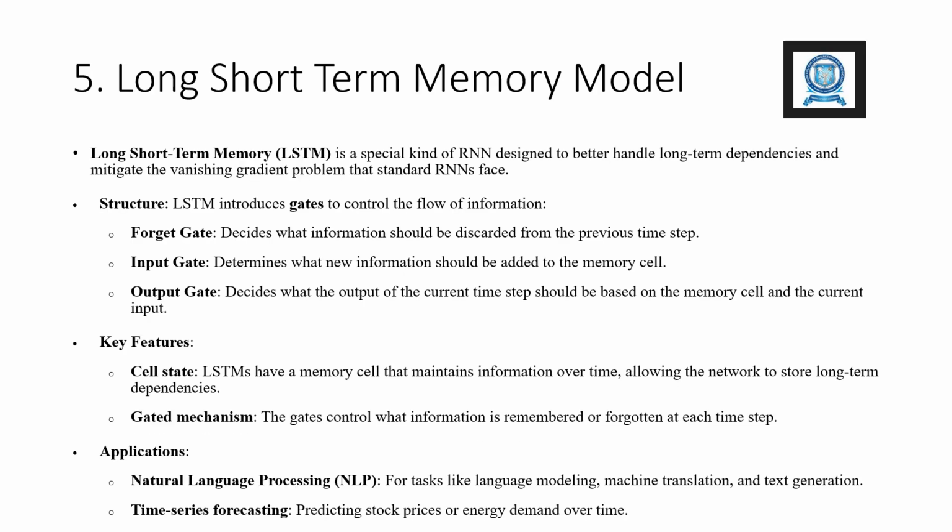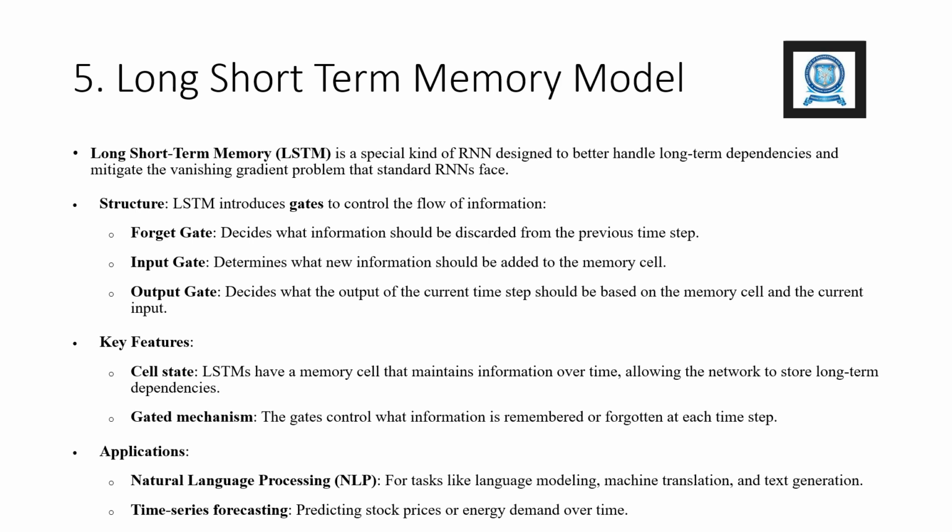Long short-term memory model. It is a special kind of RNN designed to better handle long-term dependencies and mitigate the vanishing gradient problem that standard RNNs face. Structure. LSTM introduces gates to control the flow of information. Forget gate decides what information should be discarded from the previous time step. Input gate determines what new information should be added to the memory cell. Output gate decides what the output of the current time step should be based on the memory cell and the current input.